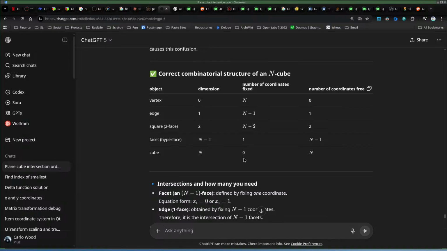Yeah, anyway. Nothing fixed, you have that. If you fix one coordinate, you get a facet. If you fix two coordinates, yeah, you have, I guess, a two-face then, if you start at n. So it doesn't really list the n minus 2 case either.